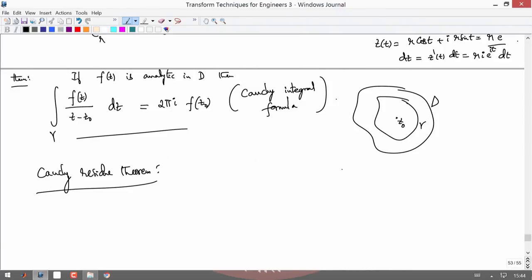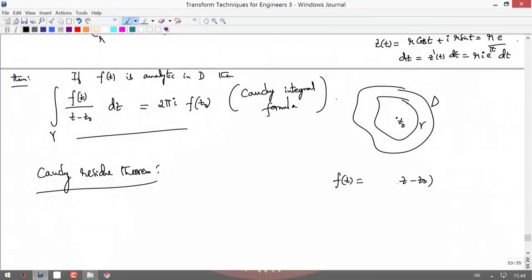Residue means the following. If your function f of z is analytic, you have three characterizations. One of the characterizations is having a Taylor series. If f of z is analytic, you have a Taylor series, and none of the terms is a singularity, okay. If you look at the analyticity around z naught, you have z minus z naught power n, with sigma, n running from 0 to infinity, with constants f n derivative at z naught divided by n factorial. This is your Taylor series.